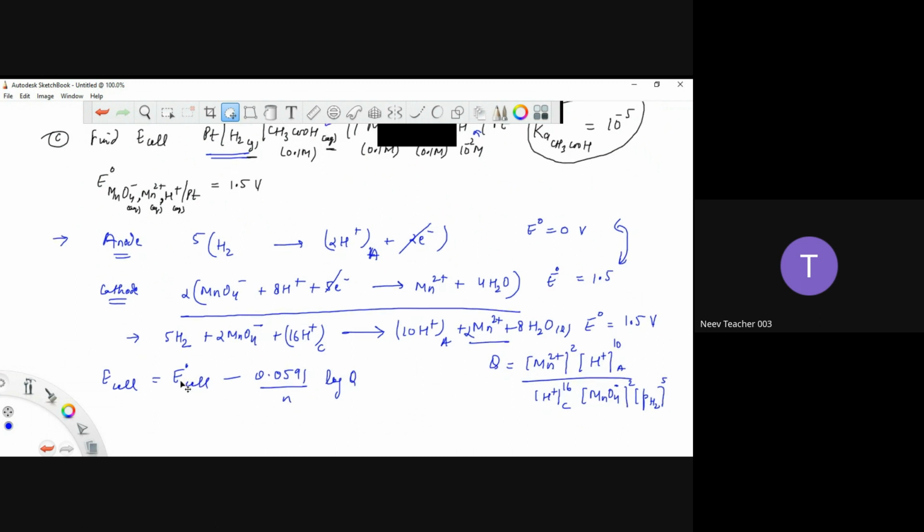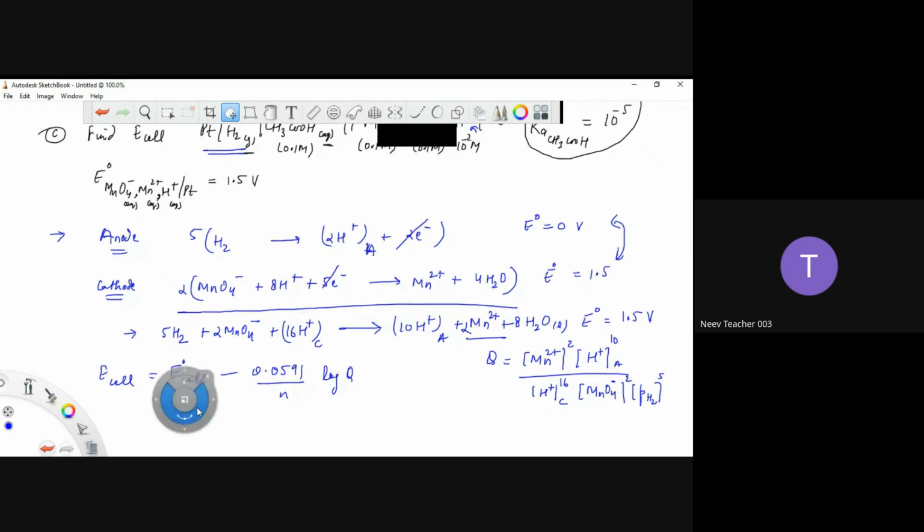Now everything is given to you in the question. So put it over here. It becomes 1.5 minus 0.059, and how many electrons are involved? 5 times 2 is 10. How many electrons get cancelled out? 10. So the n value will be 10. Log of Mn2 plus concentration. Mn2 plus concentration is 0.1. So 0.1 can be written as 10 to the power minus 1, squared. So it will be 10 to the power minus 2, into H plus anodic concentration.